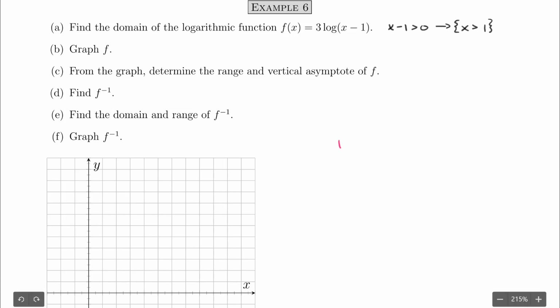So once again, we have y equals 3 times log of x minus 1. And we rewrite it as x equals 3 times log of y minus 1. And we solve this for y. So again, the first step, we're going to divide both sides by 3.